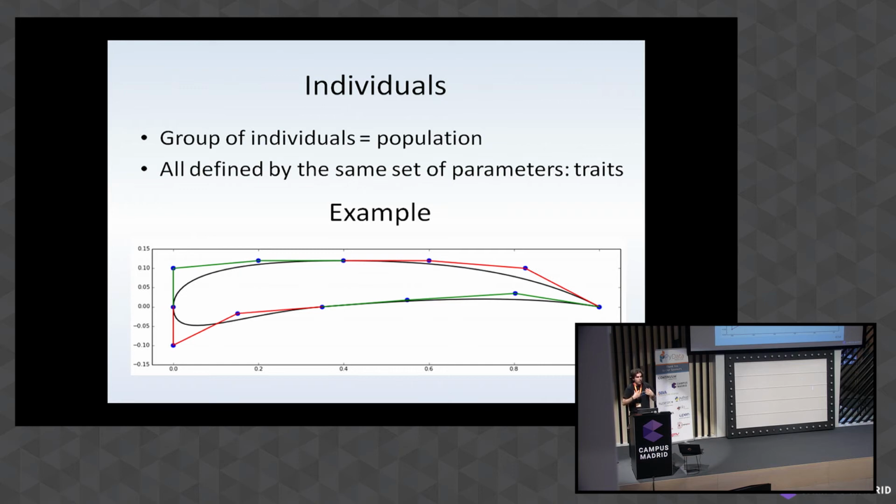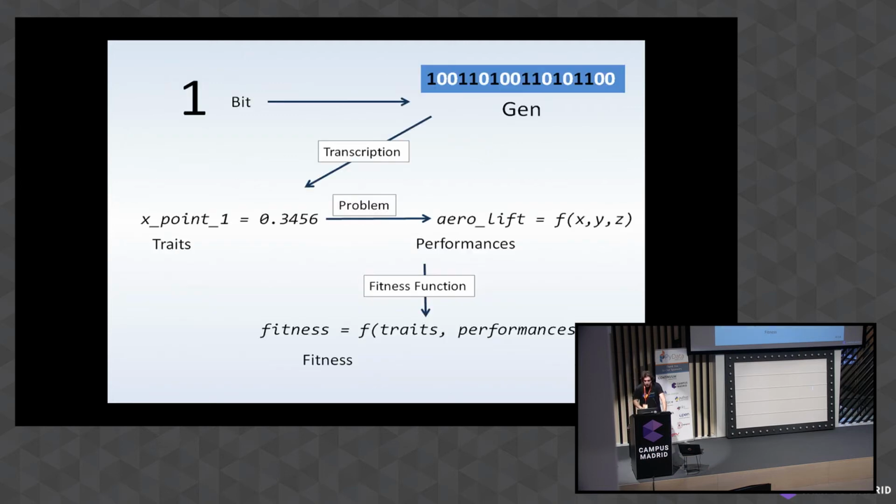So this is an example of how we can describe an airfoil. We can generate a certain airfoil with this kind of curves, and we only need like 16 parameters, which are numbers. So these numbers can be coded in binary, making like a DNA, but instead of being made of chemicals, it is made of bits. So the first step, we will have to transcribe the genetic code into the values of these traits.